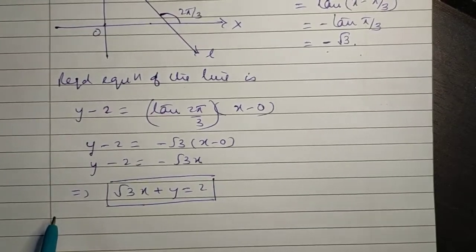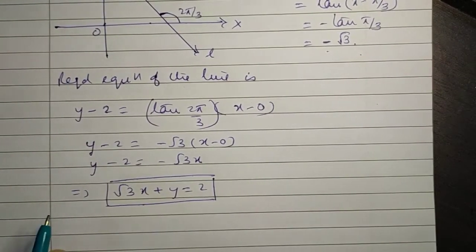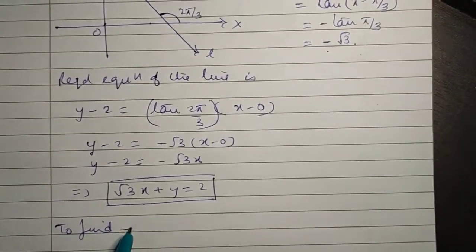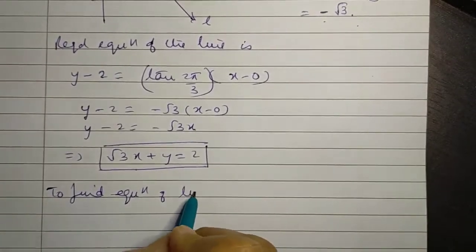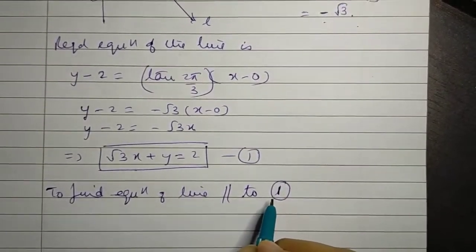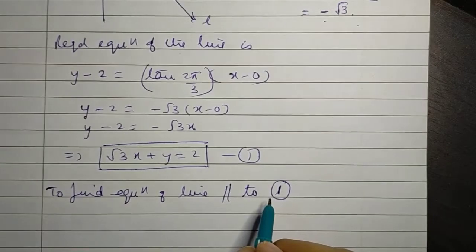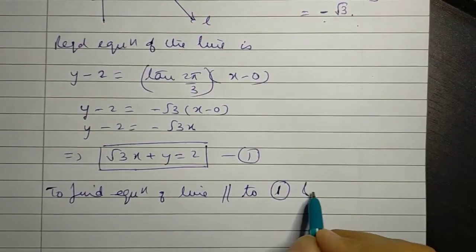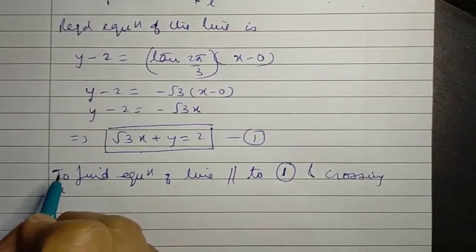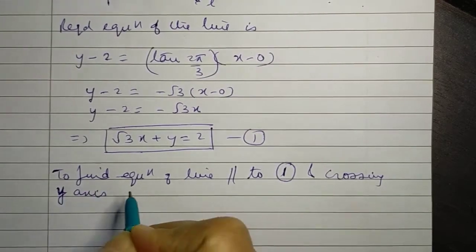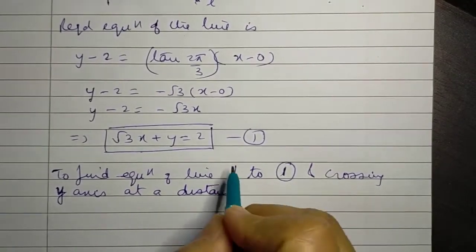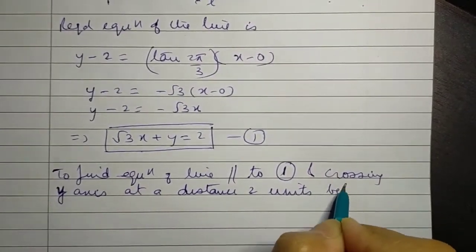Now let's see the second part of the question. The second part says that we also have to find the equation of the line parallel to it. So now to find the equation of the line parallel to that in equation number 1 and crossing the y-axis at a distance 2 units below the origin.